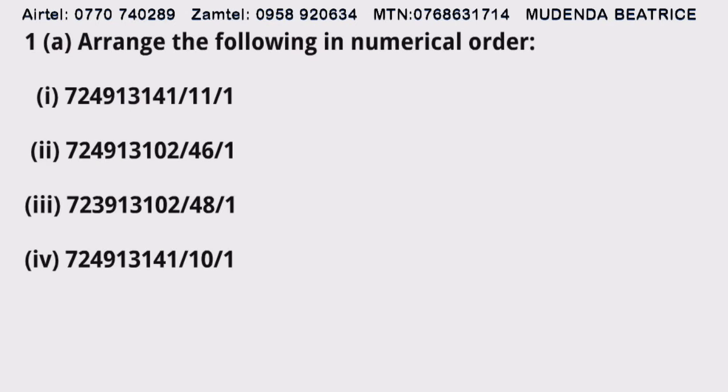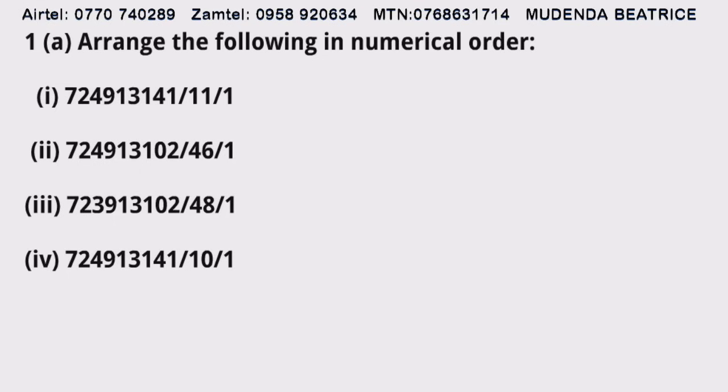Question 1A was as follows. Arrange the following in numerical order. Okay, so what we need to do is arrange these numbers, the NRC numbers, I presume. We need to arrange these NRC numbers in numerical order, starting with the smallest number going upwards. So arrange these numbers in ascending order.